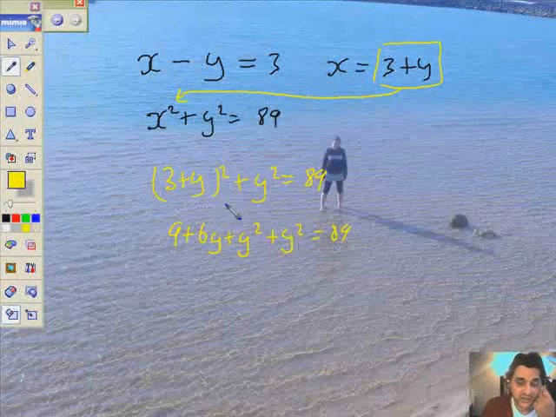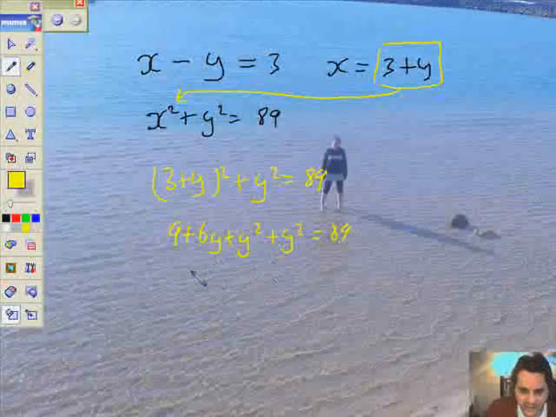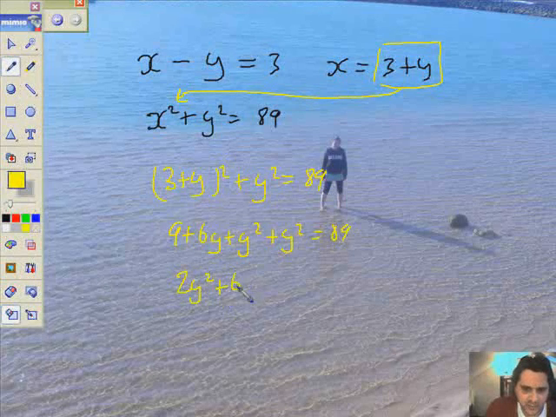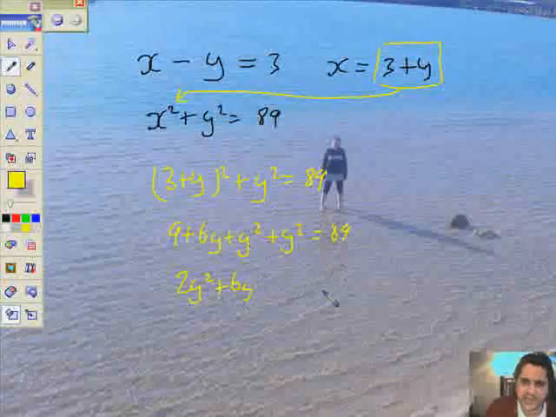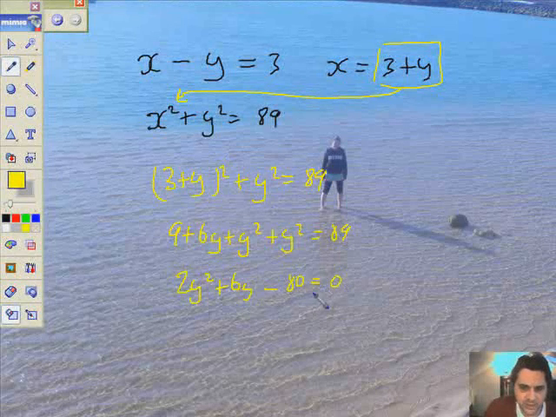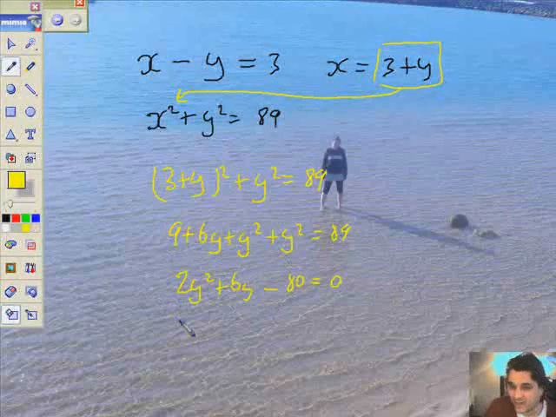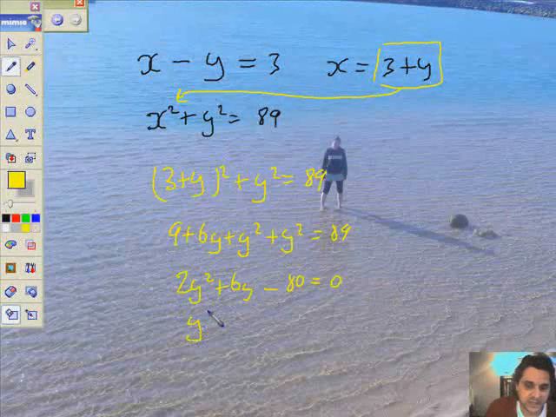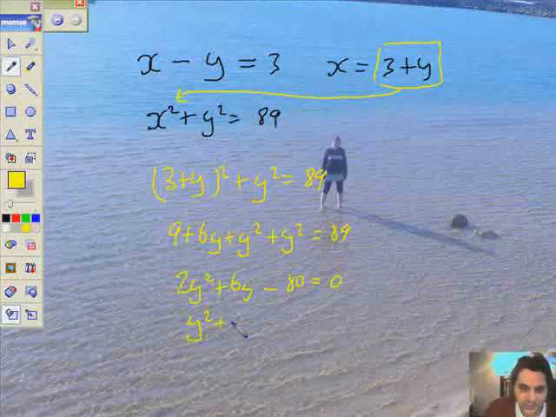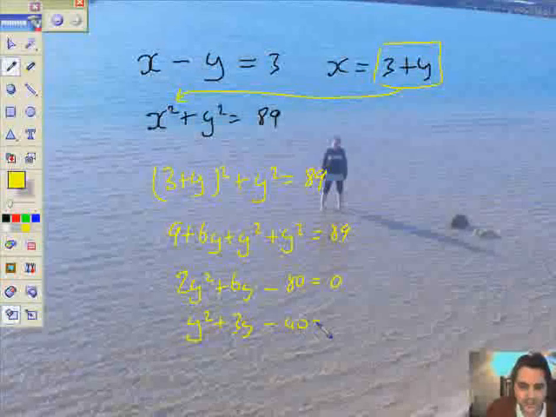Check it. 3 3's are 9, 3 y's, 3 y's, 6 y's, y squared. Okay, let's tie these up a little bit. I've got 2 y squareds plus 6y plus 9. Now bringing the 89 over and subtracting, I go minus 80 equals 0. 9 take away 89 is minus 80. Divide everything through by 2 because it can be done. y squared plus 3y minus 40 equals 0.